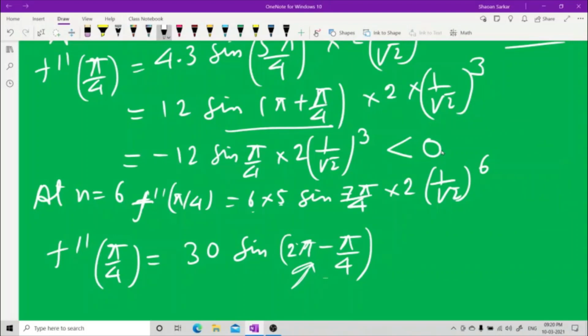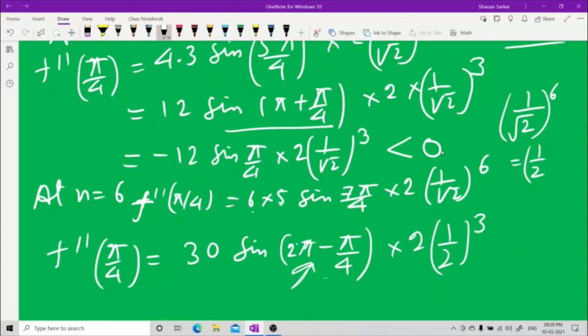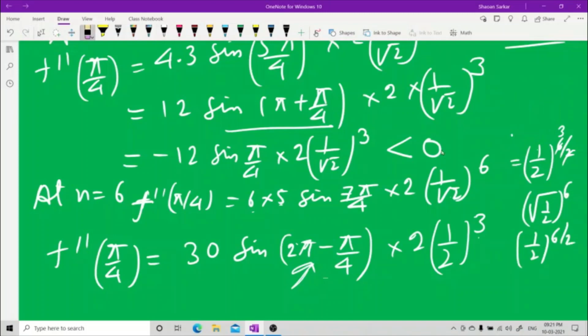Now you have 2 to the power of 1 by 2, 2 to the power of 3, because power 3 will be, see, 1 by 2 under root 2 to the power of 6 is 1 by 2 to the power of 6 by half. So this is 3, this is 2 3, this is the thing. देखो 1 by under root 2 है, तो 1 by under root 2 का मतलब होता है under root 1 by 2 to the power of 6, and this means 1 by 2 to the power of 6 by 2. Yeah, this is the thing.